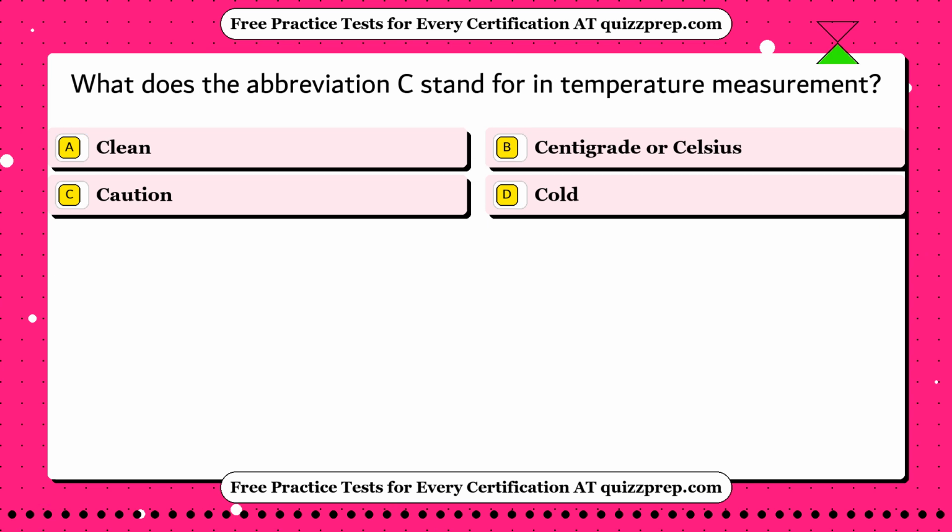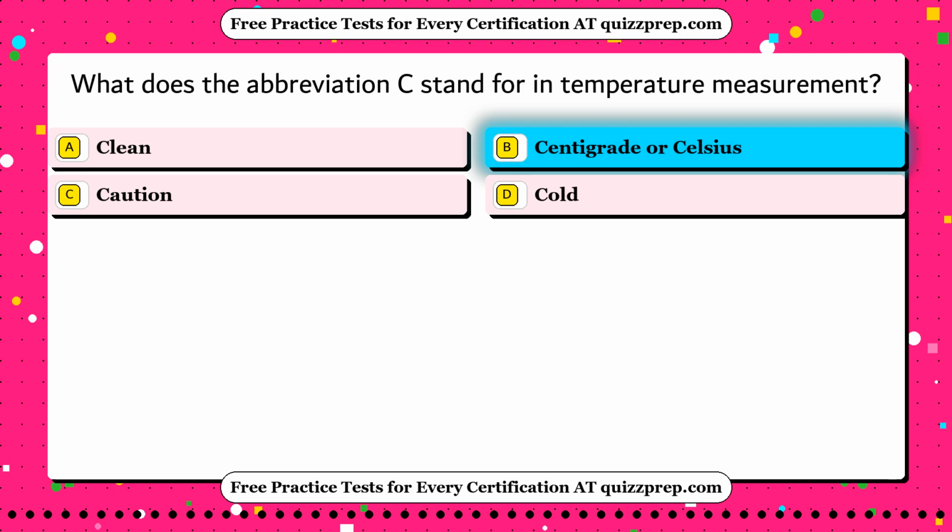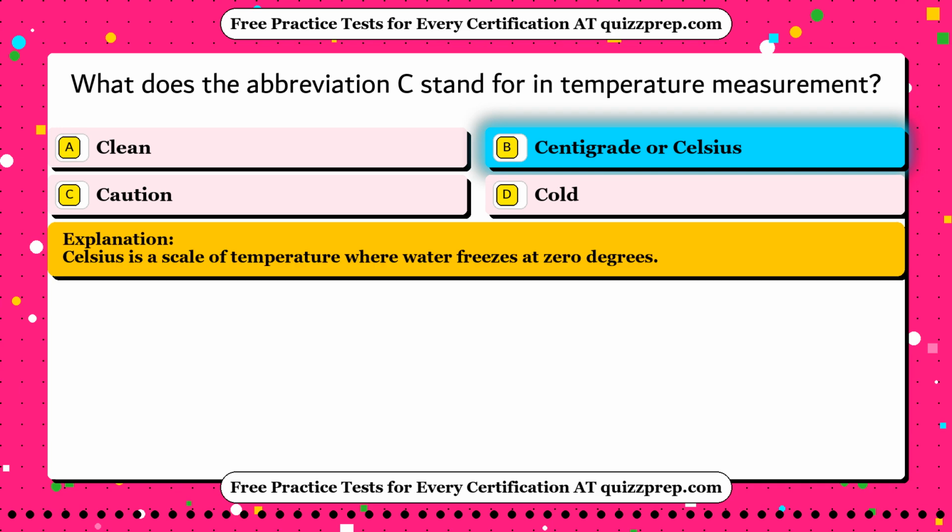Question 18. What does the abbreviation C stand for in temperature measurement? Option A, clean. Option B, centigrade or Celsius. Option C, caution. Option D, cold. The correct answer is option B, centigrade or Celsius. Celsius is a scale of temperature where water freezes at 0 degrees.